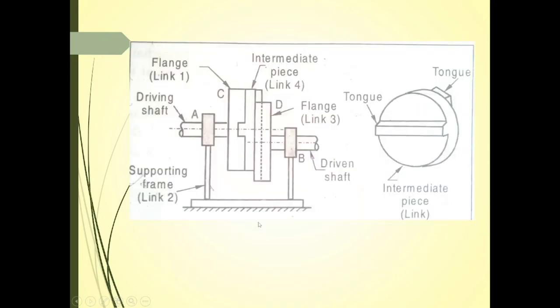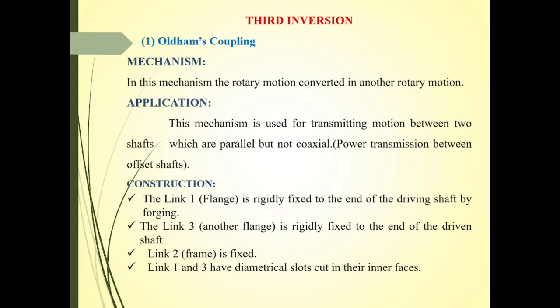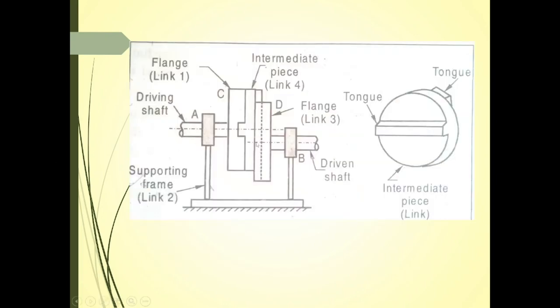We will see, this is the Oldham's coupling, the application of the third inversion. The Oldham coupling joins two shafts that are not coaxial. For example, the driving shaft has its axis like this, and the driven shaft has a different axis like this, but both are joined together. Now when rotating, automatically power is transmitted from the driving shaft to the driven shaft. That is the application of the double slider crank mechanism, Oldham's coupling.